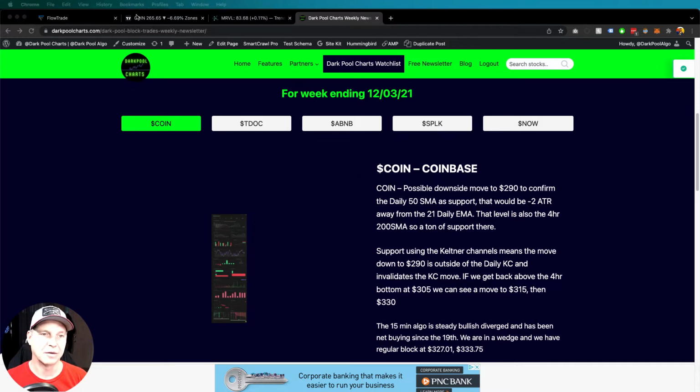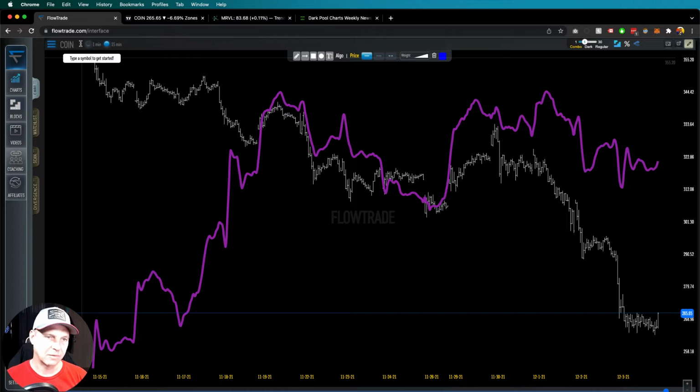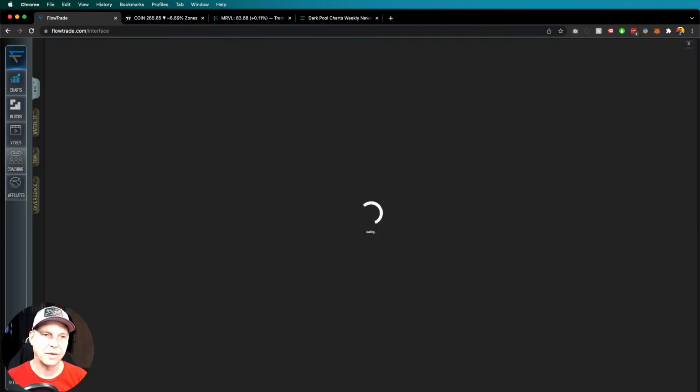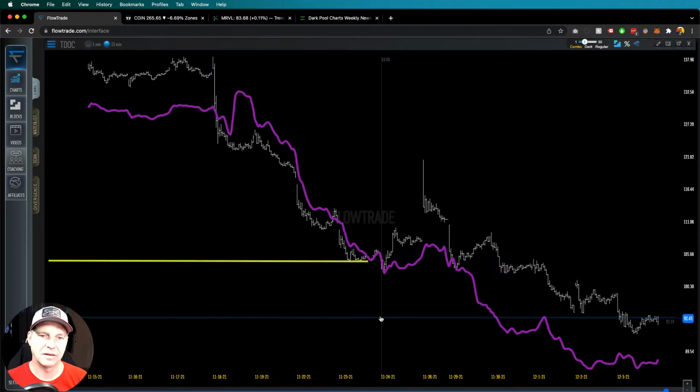All right, TDOC was the next one. TDOC with the algorithm. What we have here is we had, what do we have? We had bullish divergence. We had divergence.